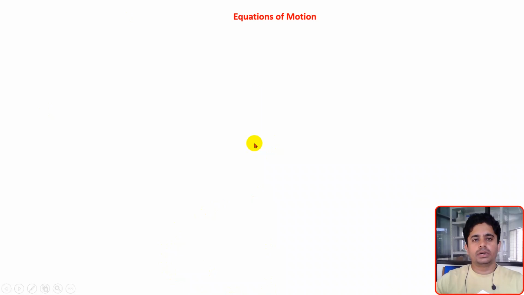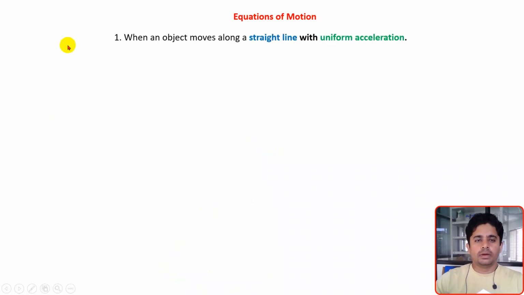We will start with the equations of motion. The very basic assumption we have made for these equations of motion is that an object moves along a straight line with a uniform acceleration. There is one object and that object is traveling in a straight line with uniform acceleration. That is our basic assumption or basic consideration.